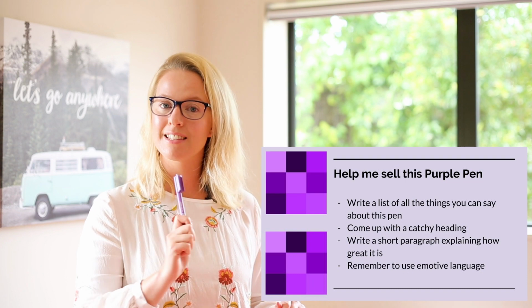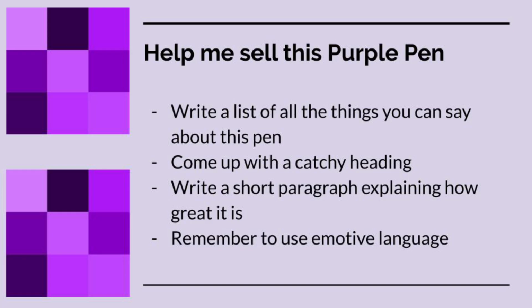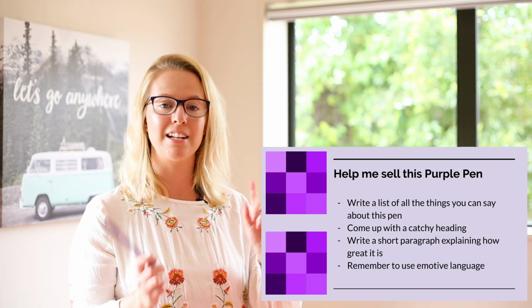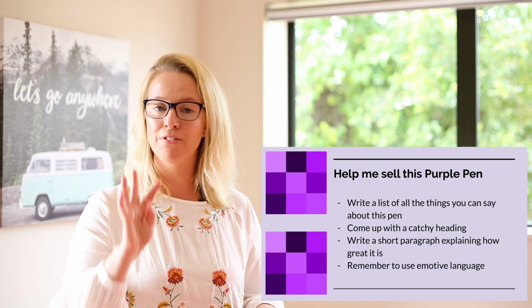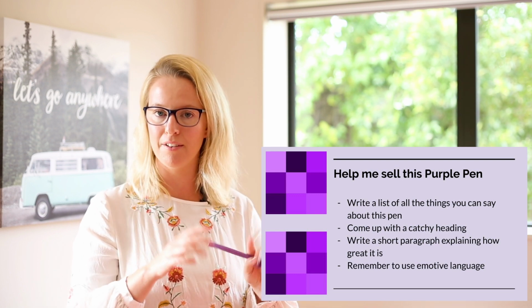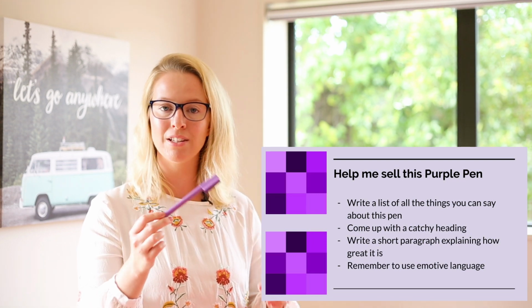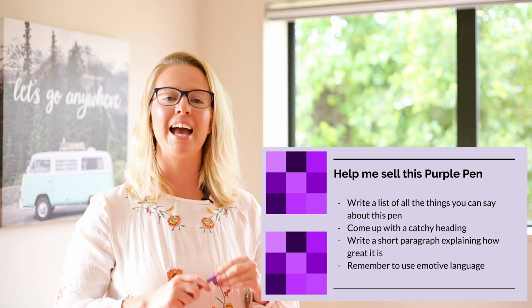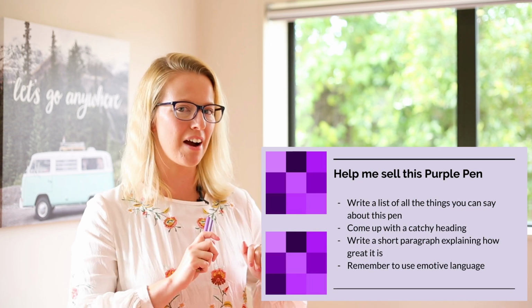So first of all, this is the list for what we need to do. Number 1, you need to write a list of all the things you can say about this purple pen. Then you need to come up with a catchy headline to sell this purple pen. I'm sure you could be very creative. Then you need to write a short paragraph explaining how great it is. Now, doing the bullet points that I did earlier with the ruler, I just did 4 little bullet points, but I was able to turn those 4 bullet points into a paragraph. So you could write down 4 bullet points or more about this purple pen, and you'll be able to turn that into a persuasive paragraph.